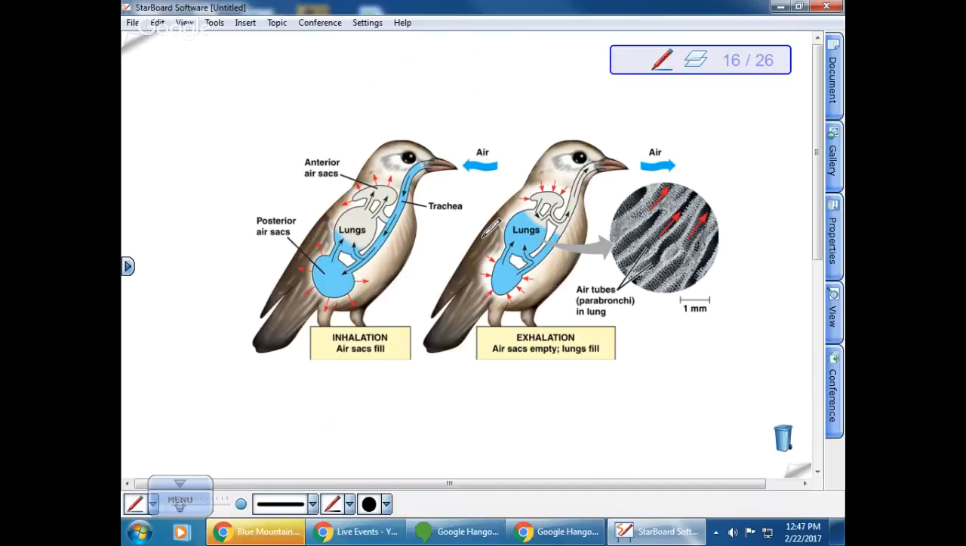Okay, so if we look at the movement of the air, it comes in and gets put into these posterior air sacs, and that expands, and that makes them light and buoyant. Then on exhalation, the air moves through the lungs in one direction, right here. Then it gets stored in these anterior air sacs, and upon inhalation again, the air will move out, okay? So we have no dead air in the lungs, which means we have a more efficient diffusion of oxygen and CO2 between their circulatory system and their respiratory system.